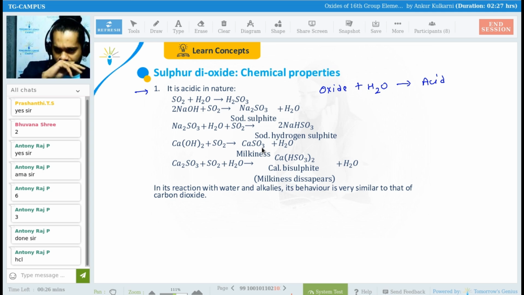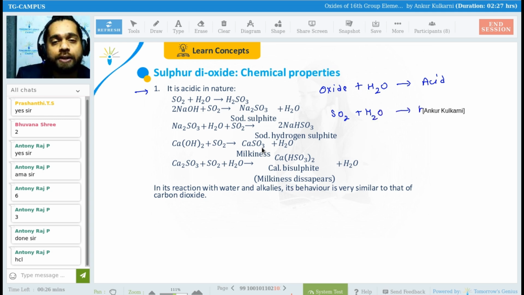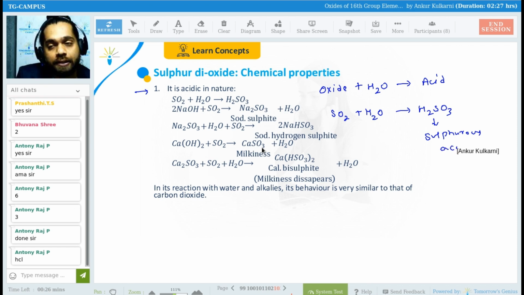So over here I have sulfur dioxide. If I add it into water, what am I getting? I am getting H2SO3, which is nothing but sulfurous acid. Although it is a weak acid, still it is an acid. So yes, my SO2 is acidic in nature. We have just proved that. That's why it will react with bases. So I'll show the reaction with bases.